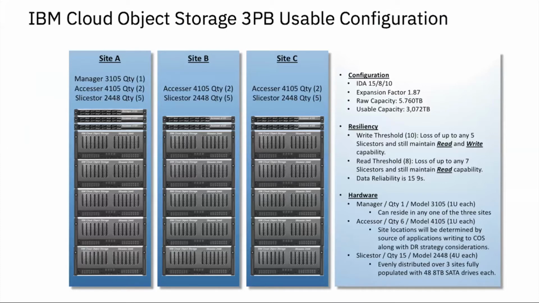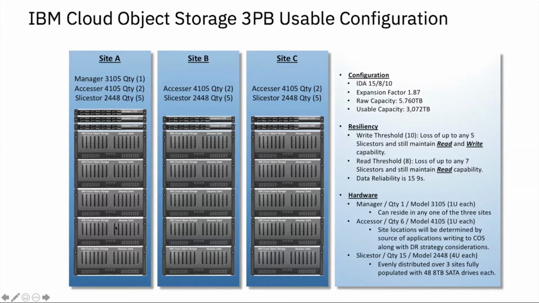Here is a visual of what an environment looks like, just so you have an idea of what I'm talking about. This example shows a usable capacity of 3 petabytes, geo-dispersed over 3 sites. The raw capacity is 5.7. I have 1 manager in the top left. I have 6 accessors, 2 in each of the 3 sites, and they're load balanced. And then I have 15 slice store nodes, and these are all partially populated. So if I needed to scale more storage, I can just pull this drawer out, add some drives, shove it in, and it recognizes the storage very easily.